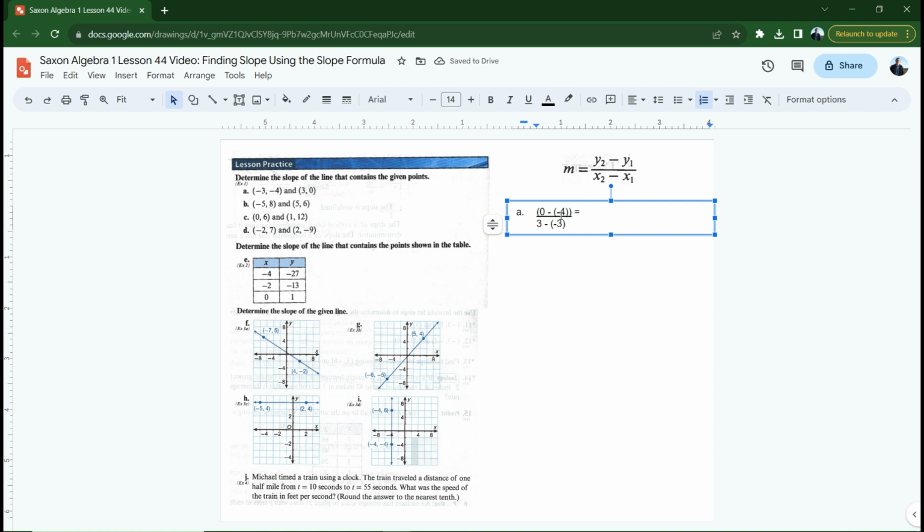0 minus a -4 is the same as 0 plus 4. On the top of my fraction, I have a 4. And then on the bottom, 3 minus a -3 is the same as 3 plus 3. So this is going to be 4 over 6. Oftentimes, I'm going to get slopes that are fractions. I need to simplify the fraction. This one's going to be a slope of 2 over 3. That means that this line is going to go up 2 over 3, up 2 over 3, as that's my rise over run.